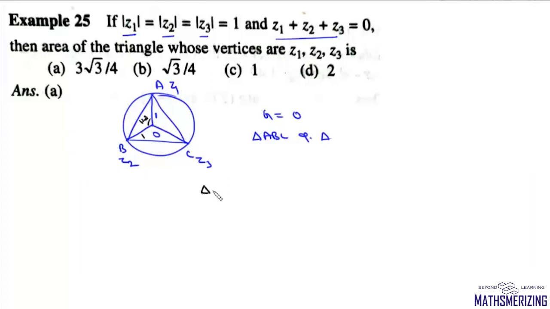So the area of this triangle ABC will be 3 times the area of this triangle OAB, which is 1 by 2 into 1 into 1 into sine 120, and sine 120 is sine 60, which is root 3 by 2. So its area will be 3 root 3 by 4, and that's your option A.